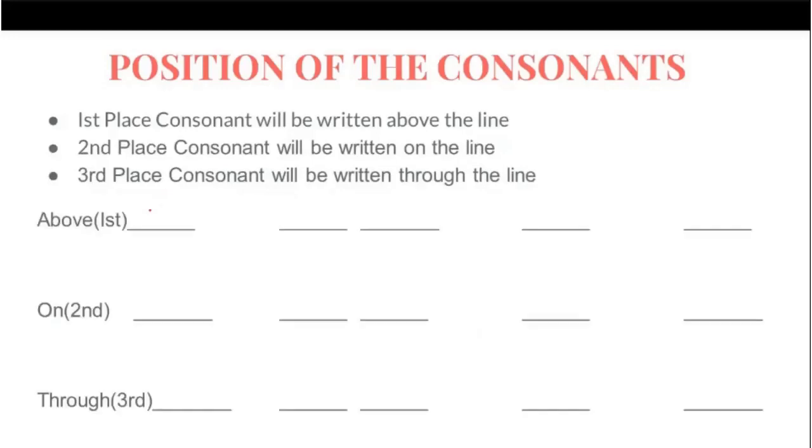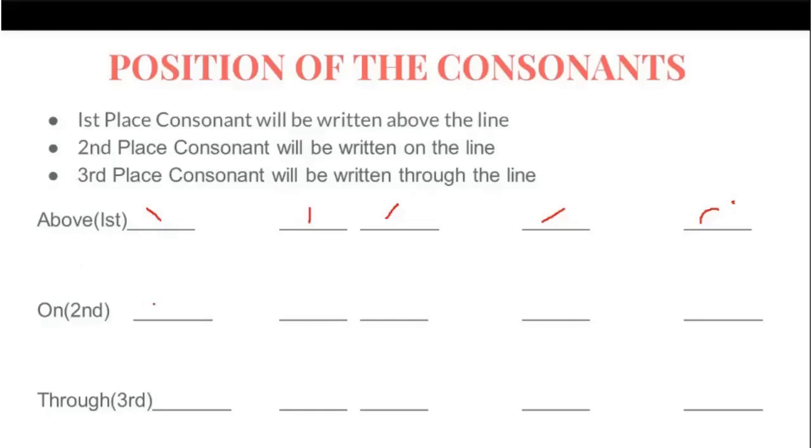In the first place, if we are writing T, it will be written above the line. If we are writing J, it will be written above the line. If we are writing R, it will also be written above the line. In case of cross stroke, it will also be written above the line. But on the line, it will be written exactly on the line. If that is a second place vowel, it will be written on the line.